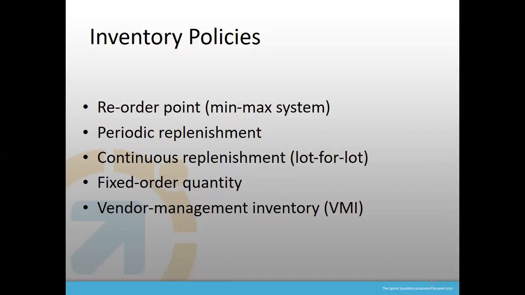Maybe we want to have a periodic replenishment. Every Monday we go into the warehouse and we look how many do we have left, how many did we use last week, and this is what we want to reorder. Maybe for the items with the high inventory value, we want to do that every day. Maybe for the category B items, we want to do that once a month. And for the category C items, we just do our yearly inventory check. How much do we have left?